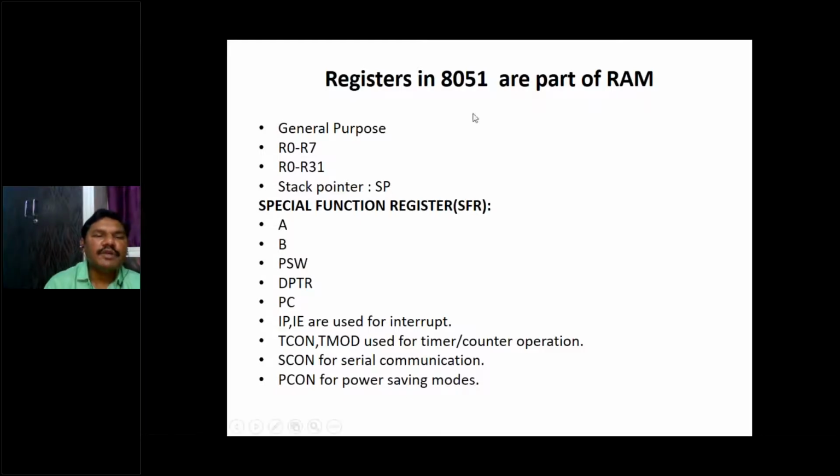And that will be called by using this register, which is called program status. That's why it is called a special function. What is the function of PSW? To operate this R0 to R31, right? That's why it's called special function registers.